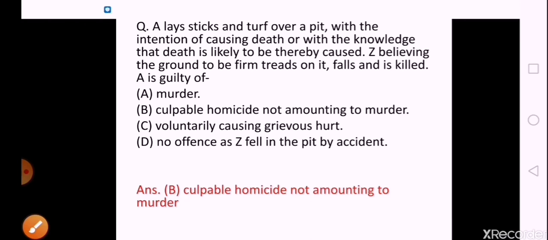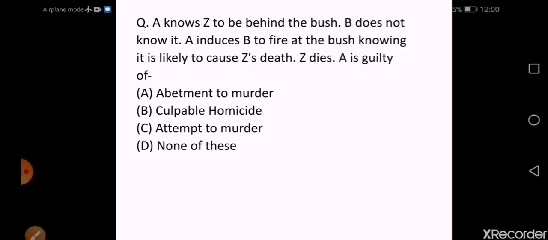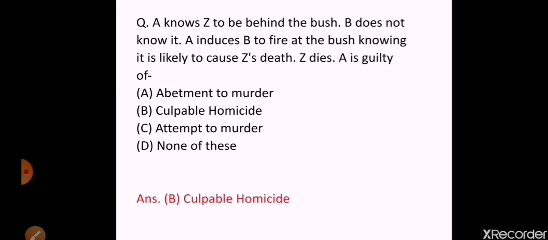The next question is, A knows Jet to be behind the bush, B does not know it. A induces B to fire at the bush knowing it is likely to cause Jet's death. Jet dies. A is guilty of A. Abetment to murder, B. Culpable homicide, C. Attempt to murder, D. None of these. The correct answer is option number B, that is culpable homicide.